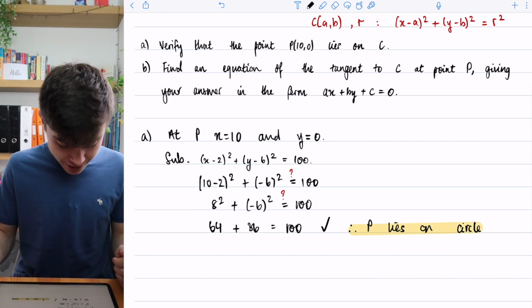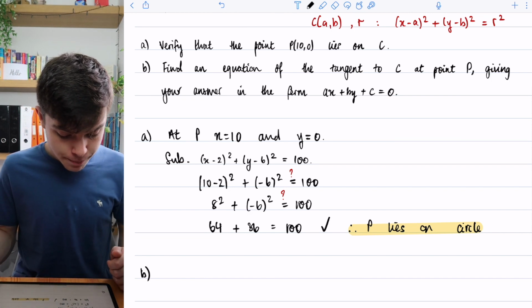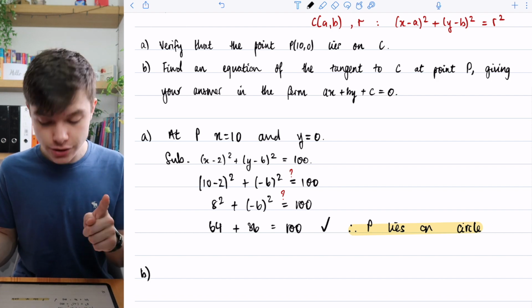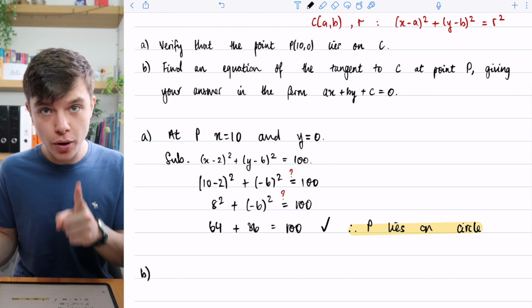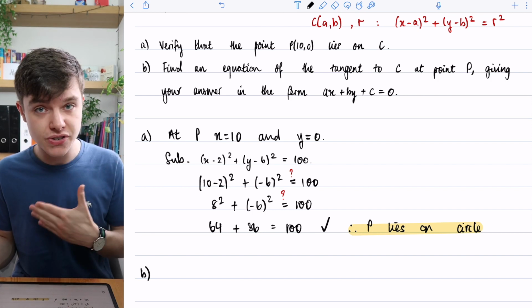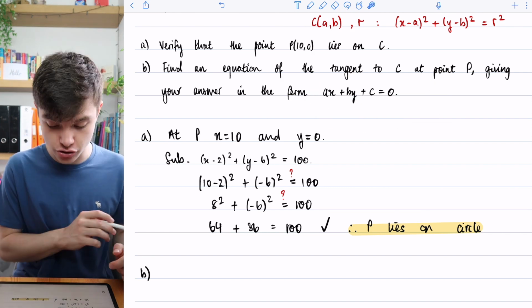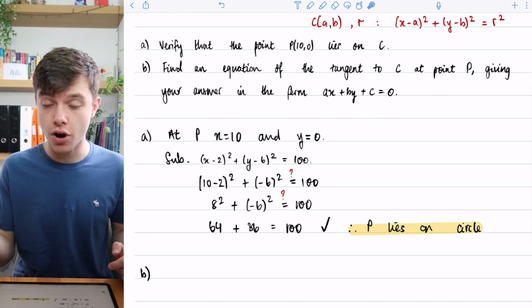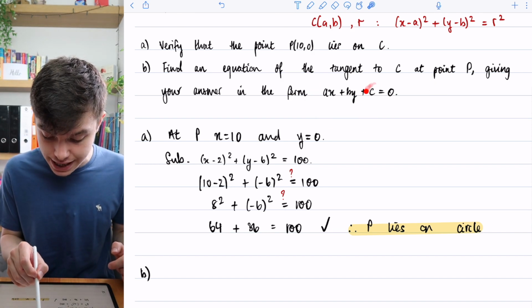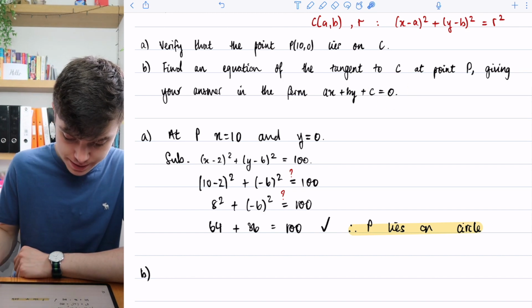Now, for part B, that's where we need to do a little bit more of the algebra or the maths. Part B said, find an equation for the tangent to C at the point P, giving your answer in the form ax plus by plus c is 0. This is integer form of a straight line, or integer coefficient form. A, b and c must be integers there. And our right-hand side must be 0.